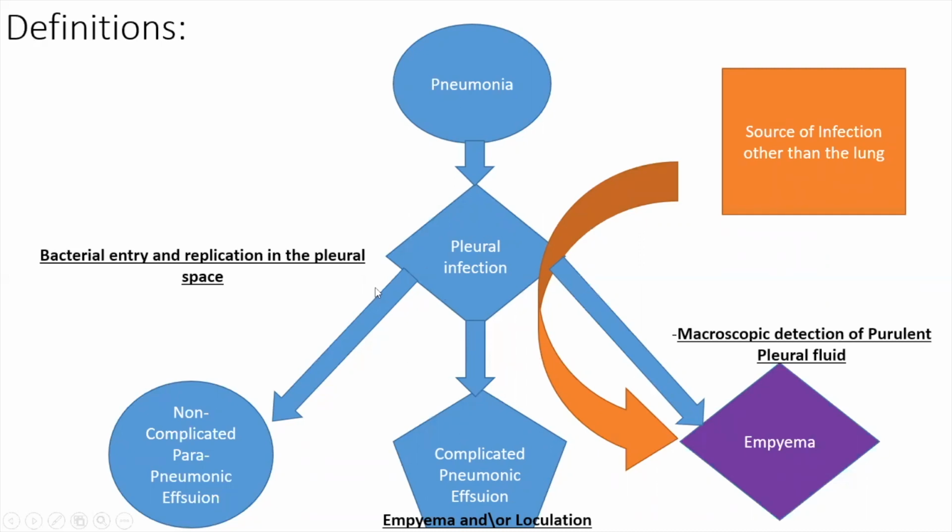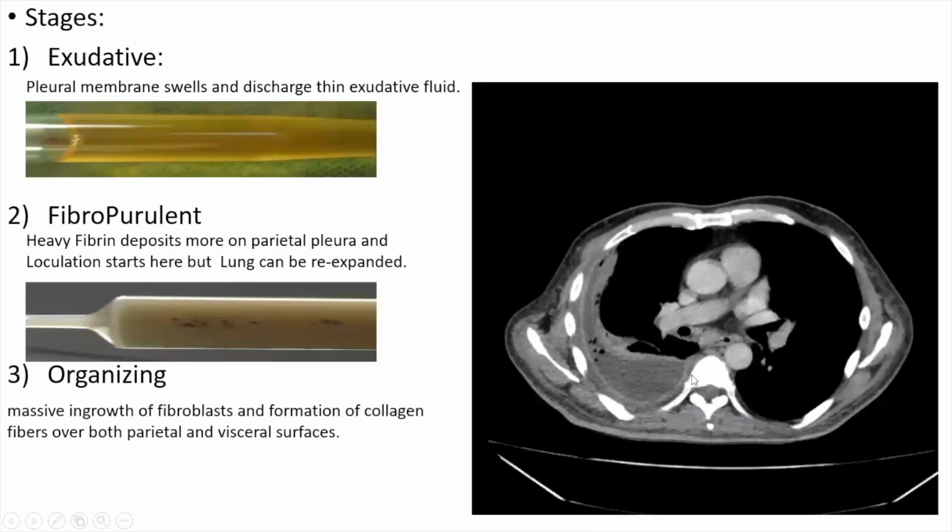Pleural infection, by definition in the BTS guidelines, is bacterial entry and replication in the pleural space. And the definition for empyema is macroscopic detection of purulent pleural fluid. This definition means that the source might be pleural infection from pneumonia, a lung infection, or it can also be from a source of infection other than the lung.